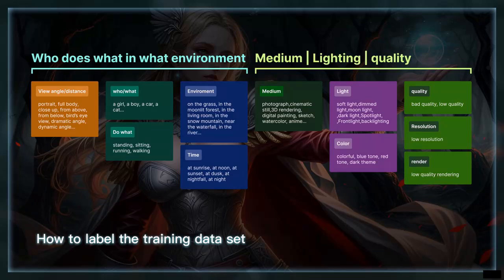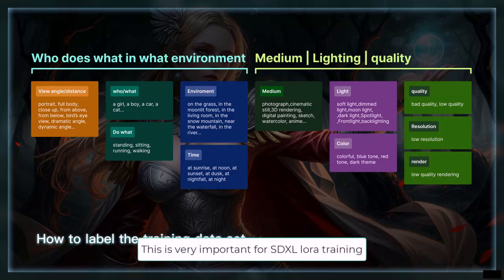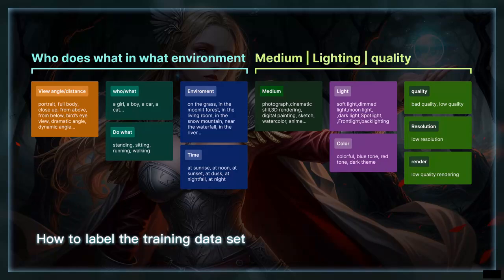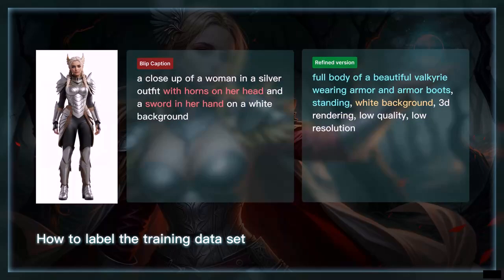Finally, for quality, if you lack confidence in the clarity of your training images, you can add negative tags like bad quality or low resolution. Tell AI not to learn the image quality. This way, AI will focus on learning the actual features of the characters, not just the visual effects. It will make your trained characters more versatile, compatible with various art styles, rather than just reproducing the effects from the training set. Here I created a refined version.